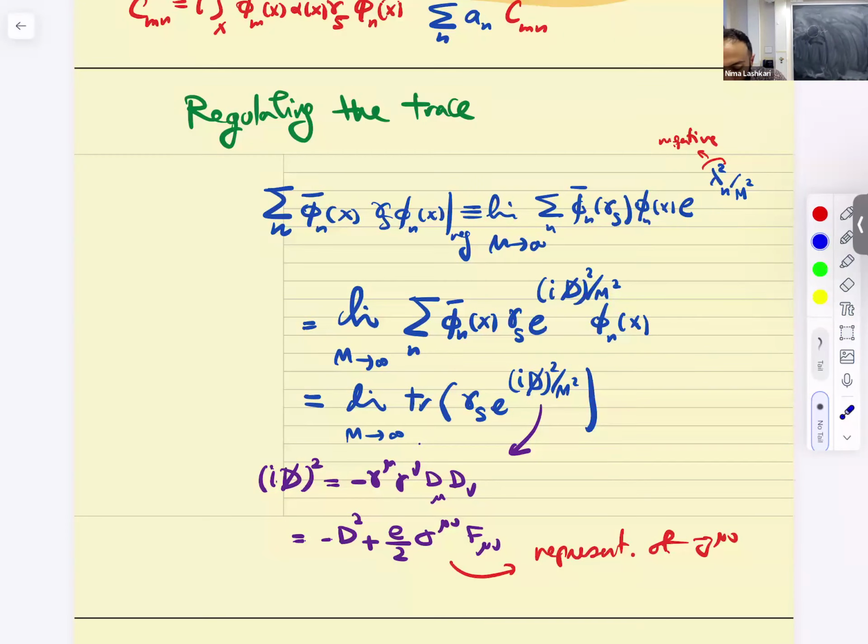Now, I said that we have this nice identity, where you can expand (i D-slash) squared in terms of D squared, the covariant derivative squared, plus e over 2 F_mu nu sigma^mu nu. Sigma mu nu is just a representation of J mu nu. Remember what it was? Anyone? Correct. Yeah, i over 2 times the commutator of gamma mu and gamma nu. I think it was i over 2 or something.